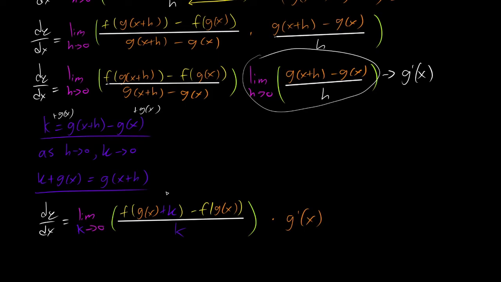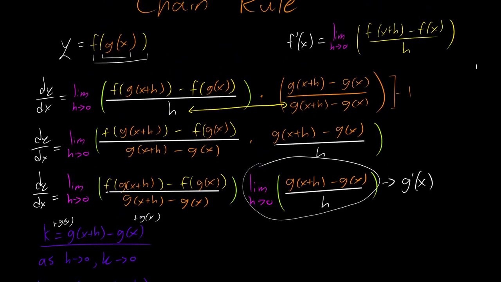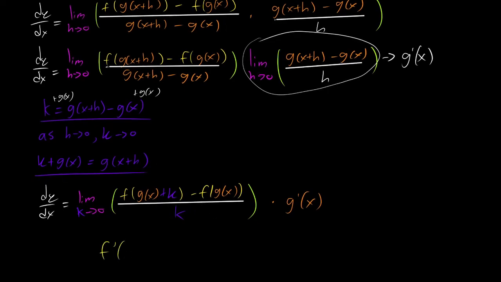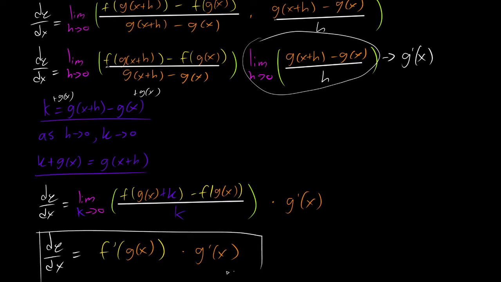Now, this entire thing just looks like a definition of a derivative. You can see up here, it's the limit as h approaches 0 of f of x plus h minus f of x all over h. This is the limit as k approaches 0 of f of g of x plus k minus f of g of x all over k. So this just evaluates to f prime of g of x. And since we're multiplying it by g prime of x, we end up getting our derivative. So dy dx is equal to f prime of g of x times g prime of x. And that is the chain rule.